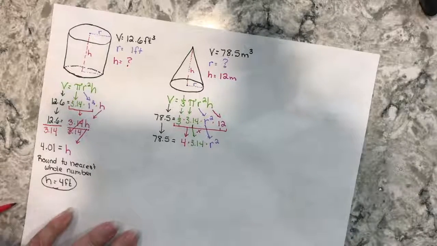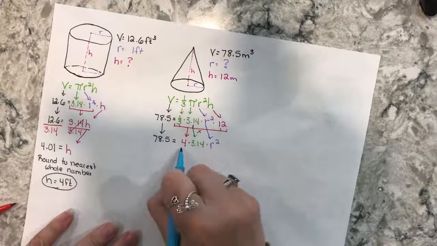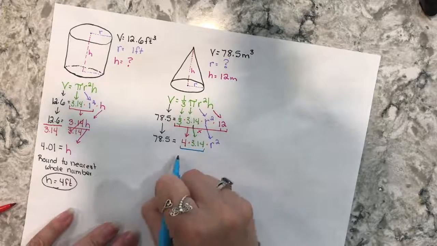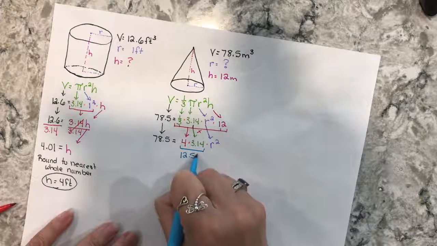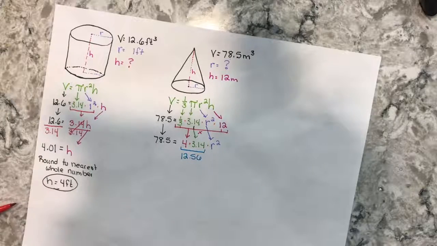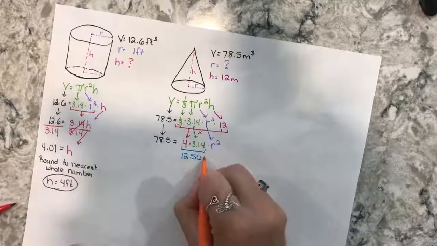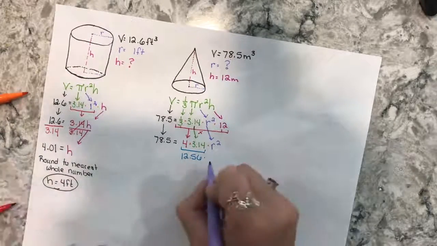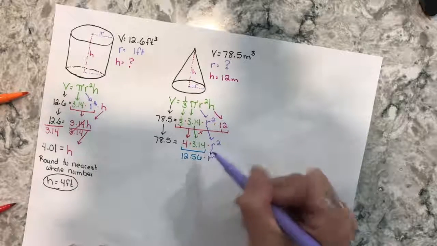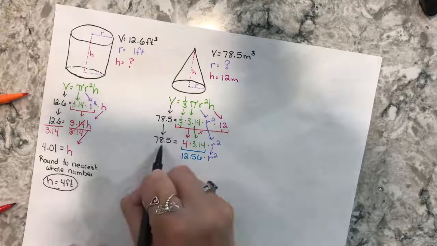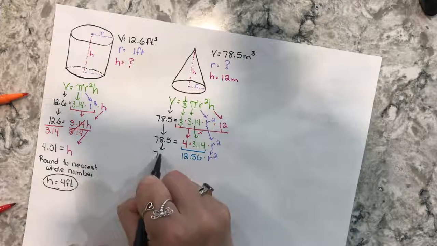So now we still have a little bit of math that we can do before we move on to anything else. So 4 times 3.14 is the math that we can do here, and that equals 12.56. And that's still multiplied by r squared. And once again, we have not done anything with the 78.5, so we carry that down.